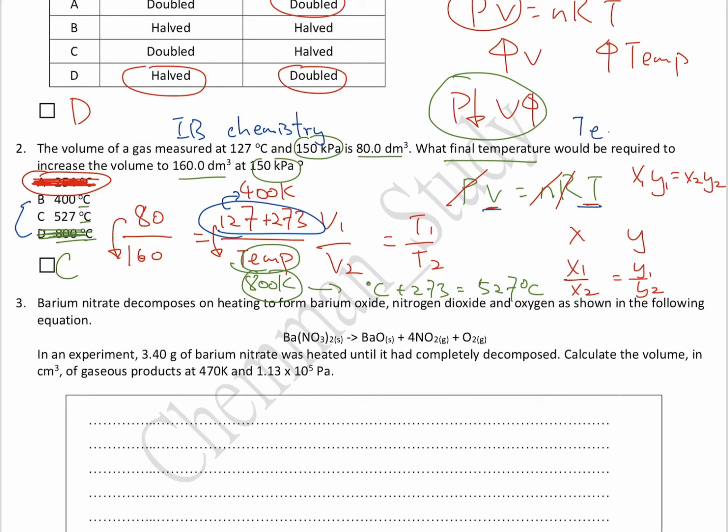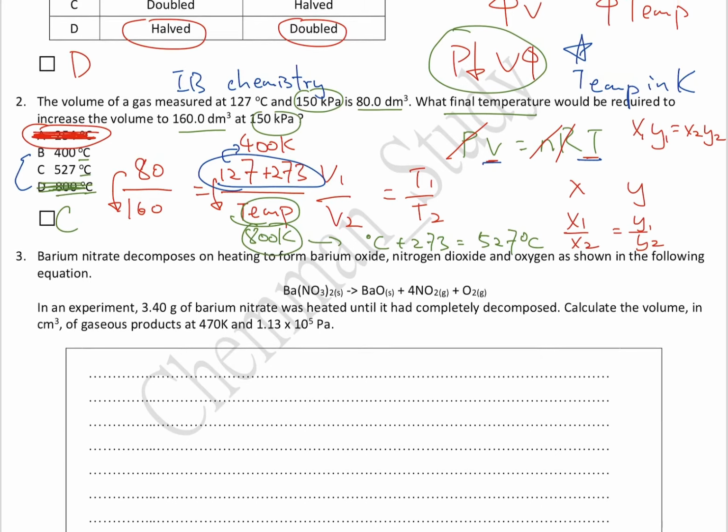And especially here, make sure you're using temperature in Kelvin, which is a really important trap. For pressure and volume, you don't really have to change the unit. But for temperature, make sure you convert it to Kelvin. Otherwise, you can't do the calculation.